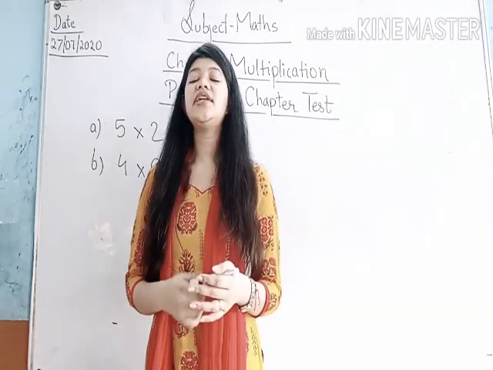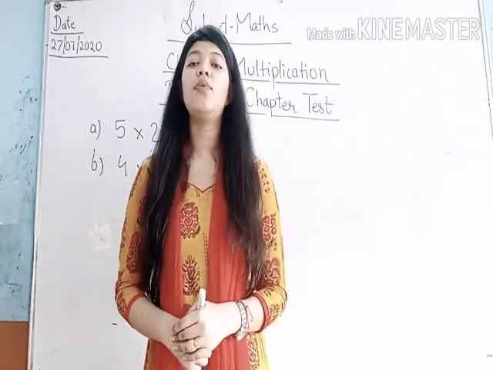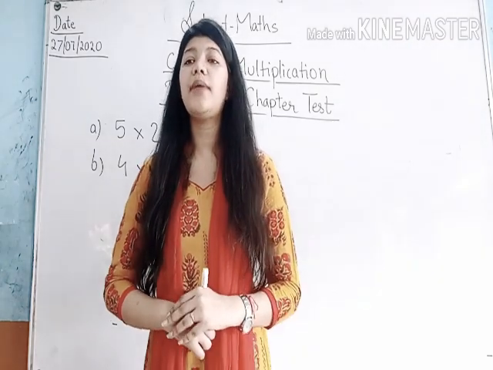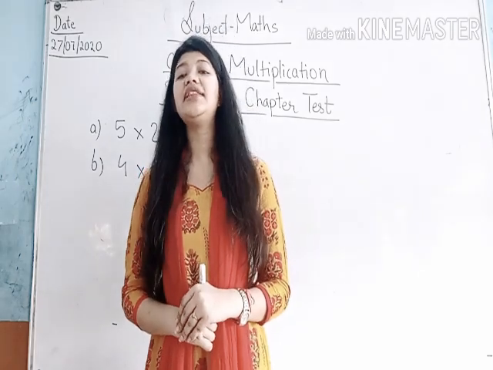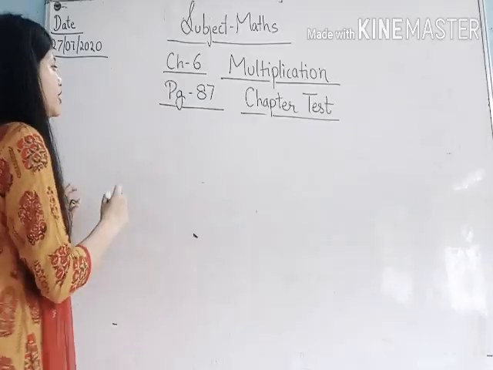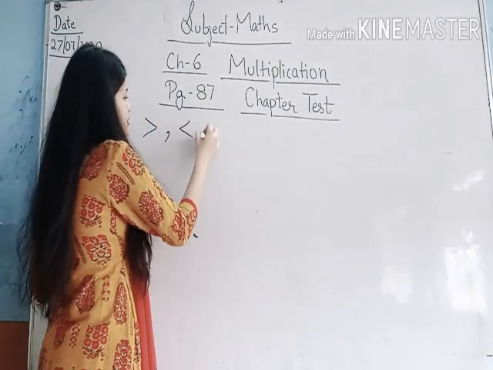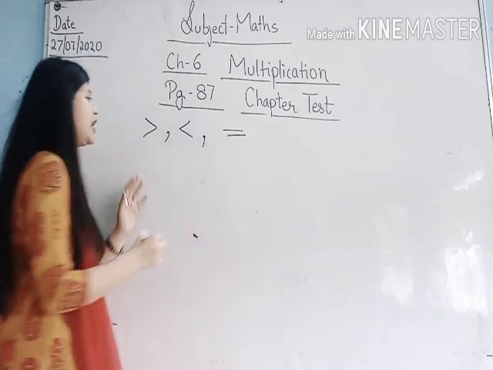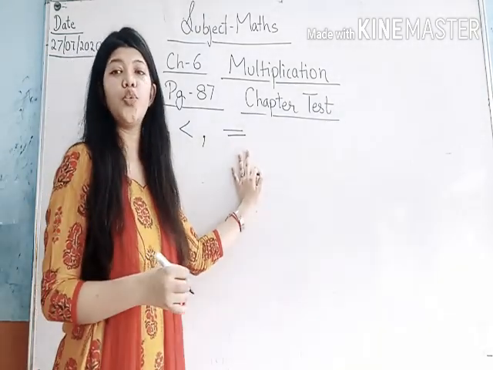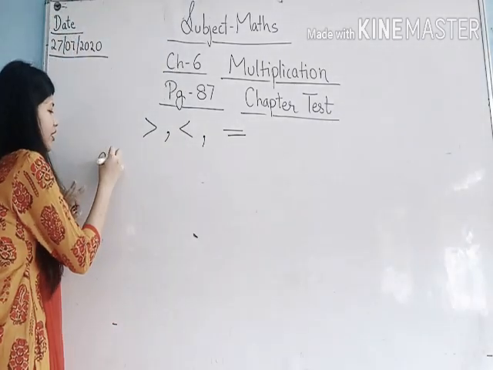Okay. Now let's come to the next exercise. Turn the next page and open page number 88. Look at the fourth question, that is compare the following using greater than, lesser than and equal to sign. Okay. Know that we compare numbers with the help of 3 signs: greater than, lesser than and equal to. Okay. So let's solve the first one.